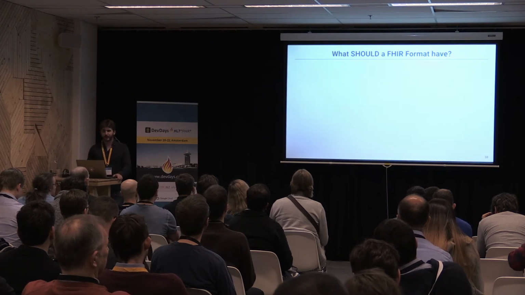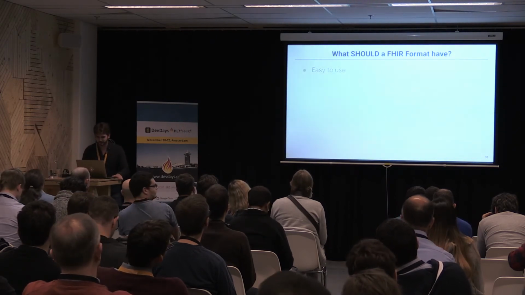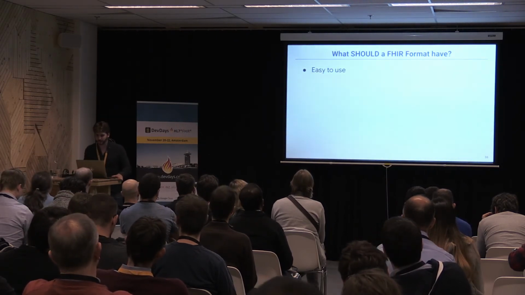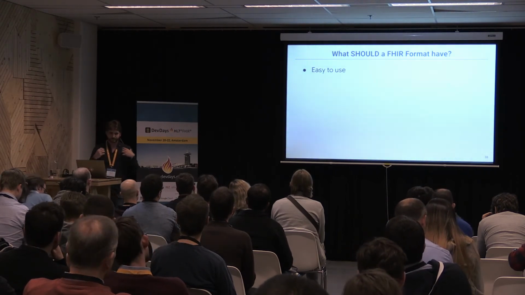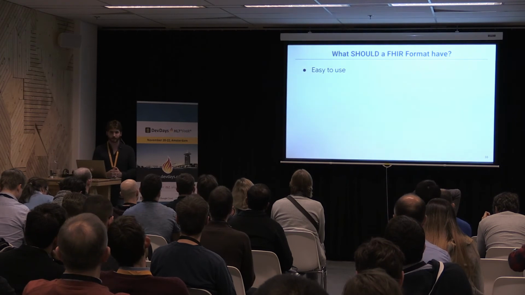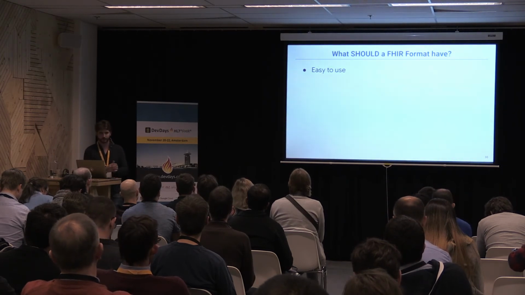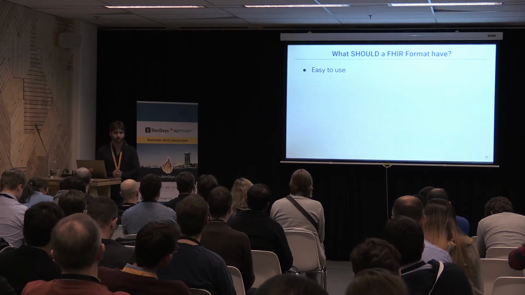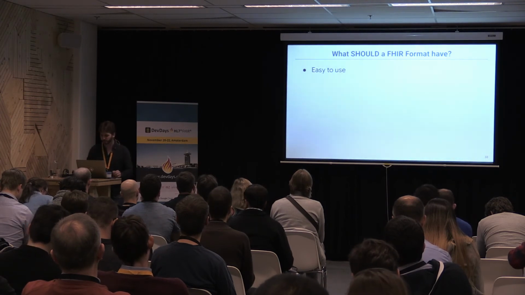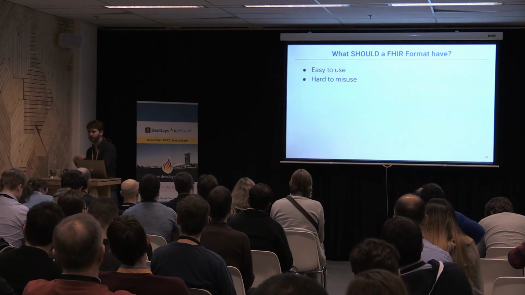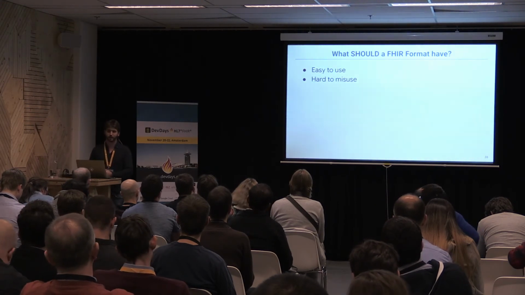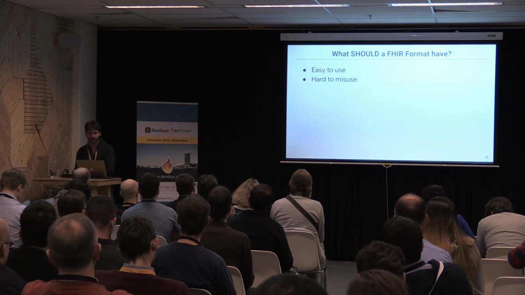Okay, so we talked about what a FHIR format should have. It should be easy to use. I argue that FHIR Proto takes the hard parts about FHIR, the unstructured parts of FHIR, and makes it so that you can access them like any other field. It should be hard to misuse. I think we cover this by doing things like codes. You can't enter the wrong code. Once an extension is profiled, you can't.